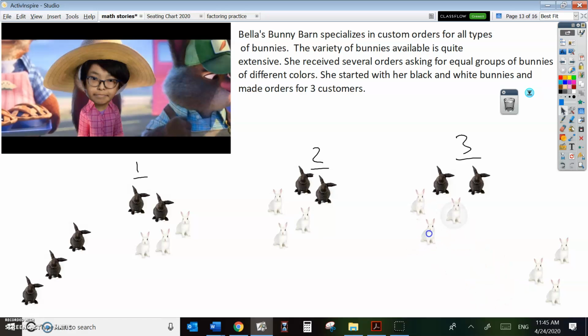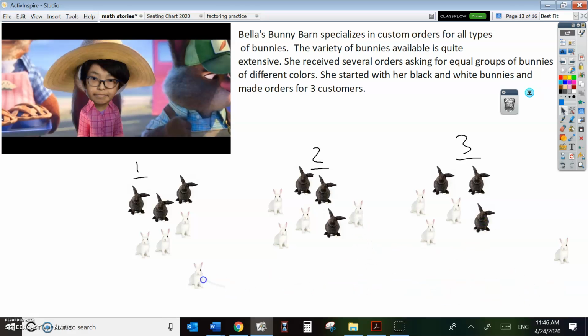And they still had bunnies to pass out, so each customer got another black bunny, and each customer got another white bunny. So each customer had 4 white bunnies and 3 black bunnies. So here's what the math looks like for that situation.